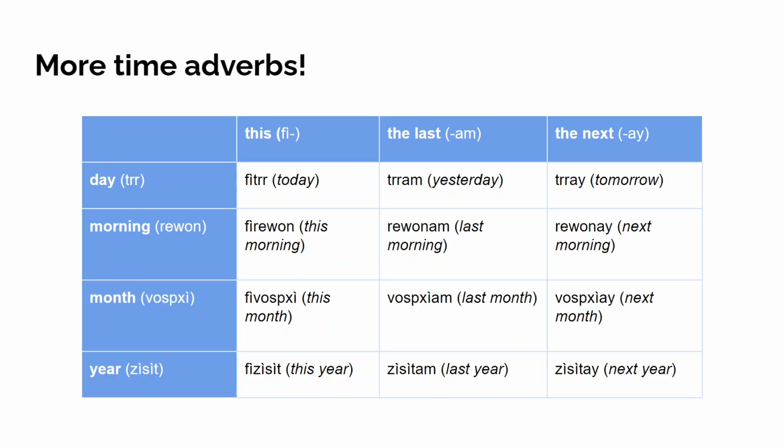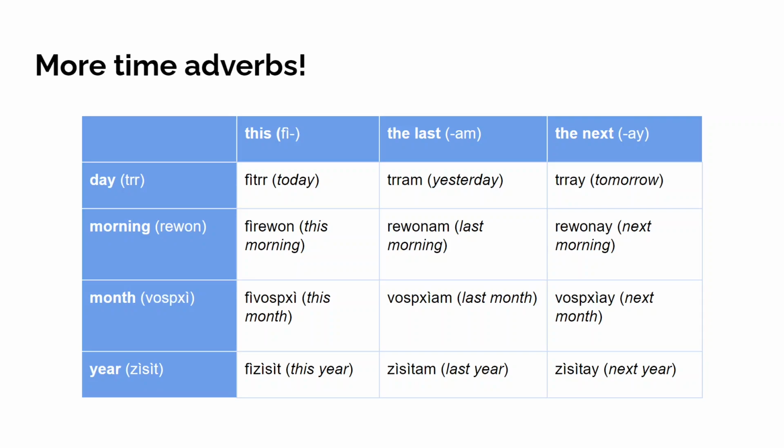We have am, which is the last of something. We have ai, which is the next of something. And they can be put on really any noun that has to do with time. So day is tr, so we have fe tr, this day, which is today. Tram, yesterday, so basically the last day. And drai, which is tomorrow, so the next day.